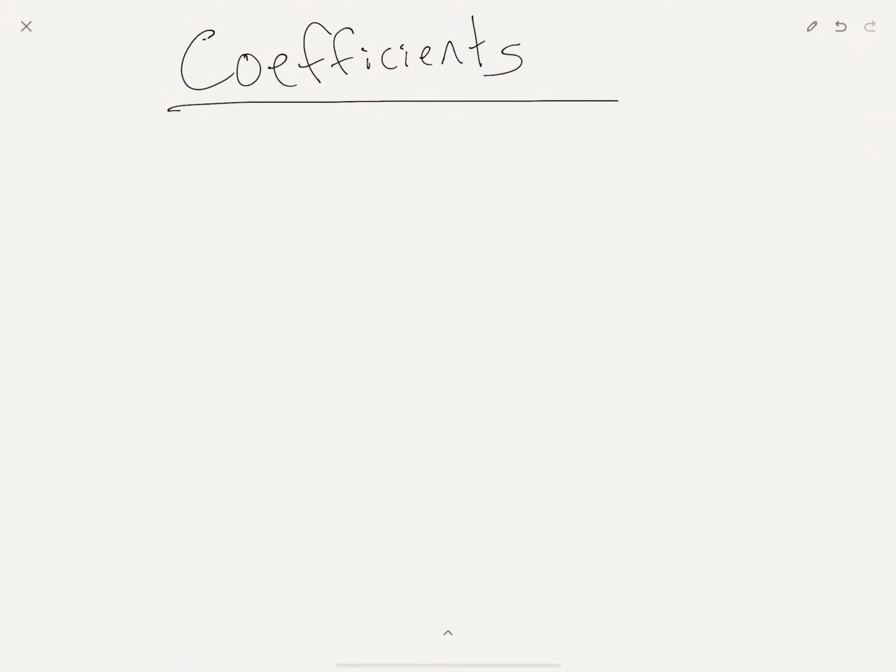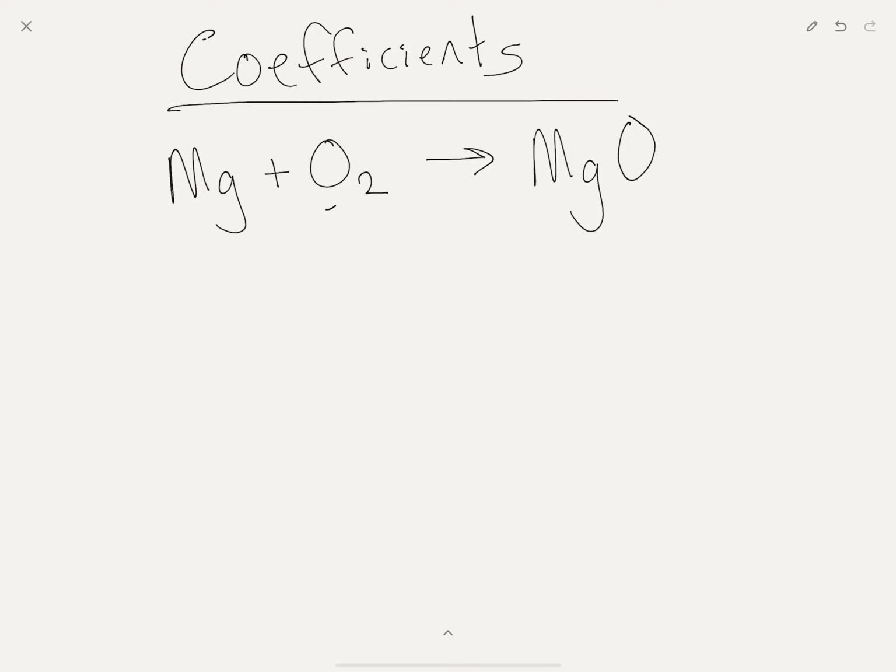All right, so today I'm going to teach you guys how to actually balance the equations yourself using something called coefficients. So let's say I give you an equation that looks like this. Please write it down. Magnesium plus oxygen gas becomes magnesium oxide. From what we learned yesterday, we know that this isn't balanced because there's a different number of oxygens on the reactant side from the product side.